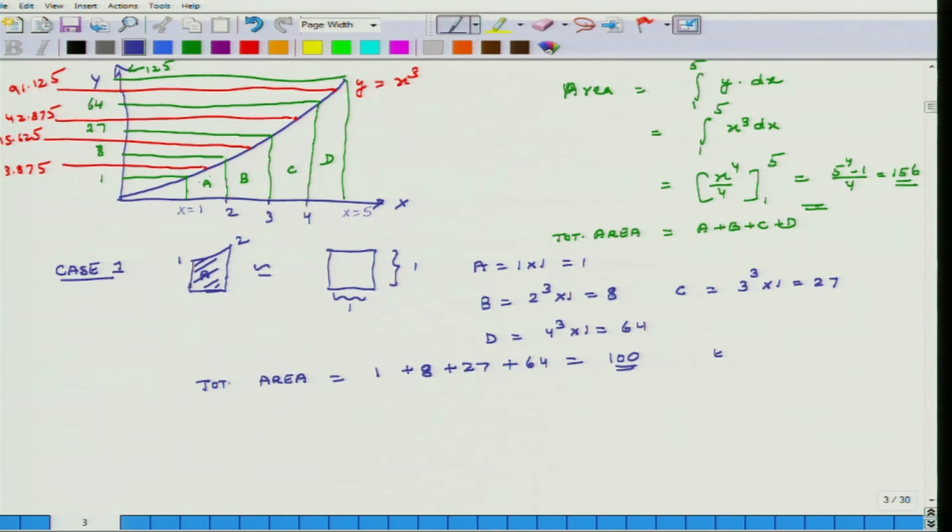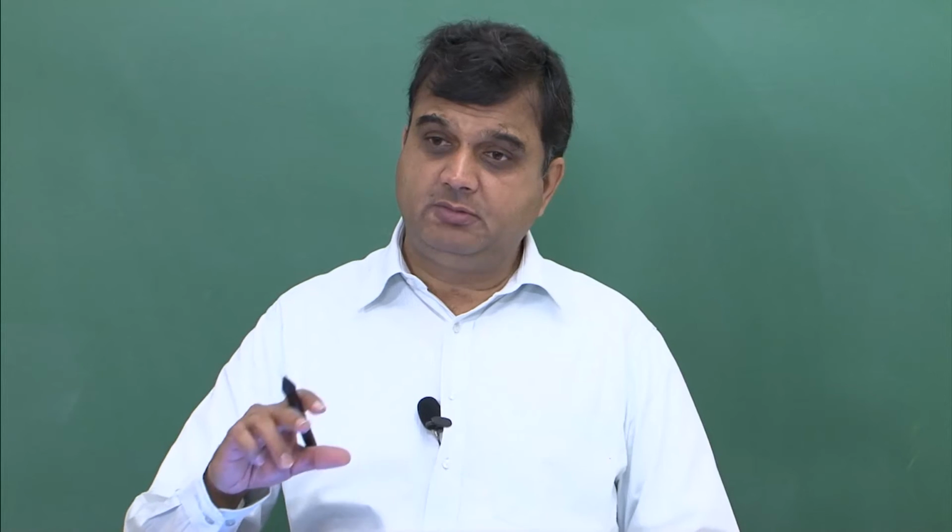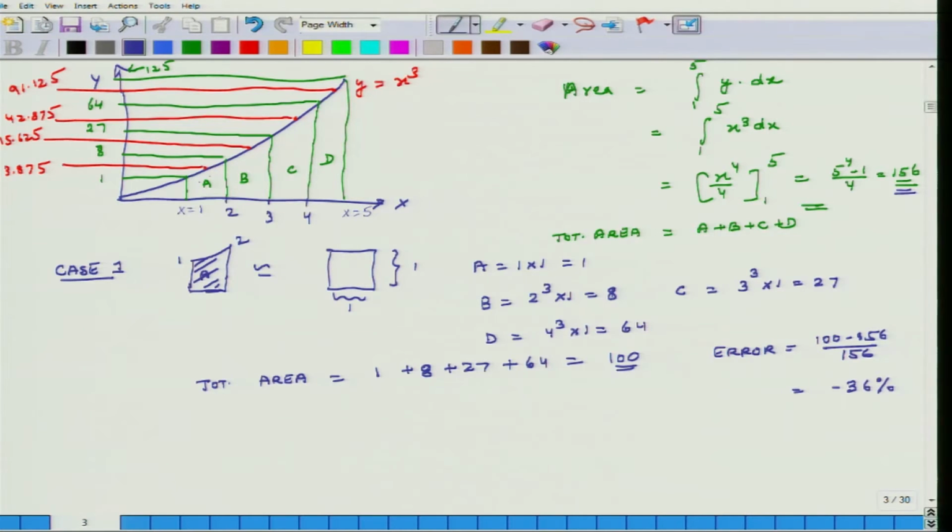So my error is equal to 100 minus 156 by 156, because the actual area is 156. So this is equal to minus 36%. So if I break the whole domain in this case into 4 individual units and assume that y is constant across each element, then I have an error of 36%. Now I do another approximation, case 2.